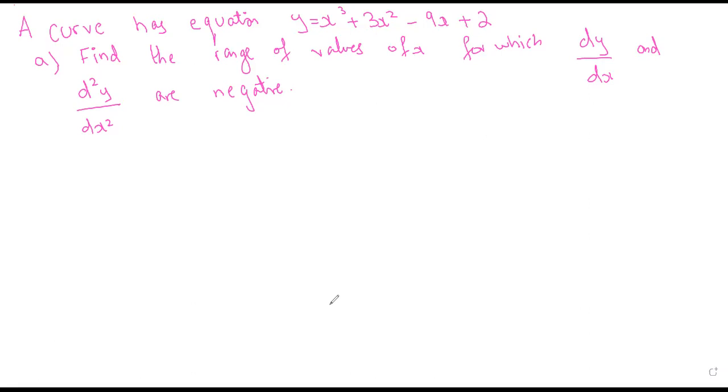What is the question? A curve has equation y equals x cubed plus 3x squared minus 9x plus 2. Find the range of values of x for which dy by dx and d square y by dx square are negative. Now this is easy. We are going to find dy by dx and the second derivative first, and then I'll tell you the next steps. Okay, so let's do it.